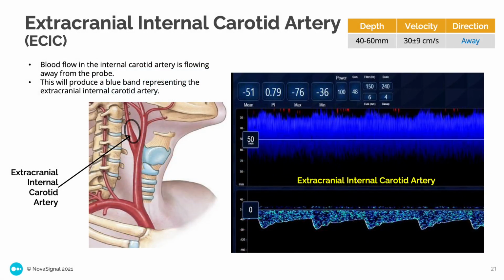The extracranial internal carotid artery, blood flow is going away from the transducer, and it will produce a blue band. It typically lives at depths of 40 to 60 millimeters. However, it is possible to get this shallower or deeper, depending on where the transducer is located. This should be a very strong, high amplitude signal as we have no bone in the way interfering with the ultrasound.